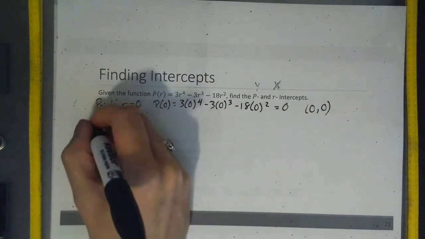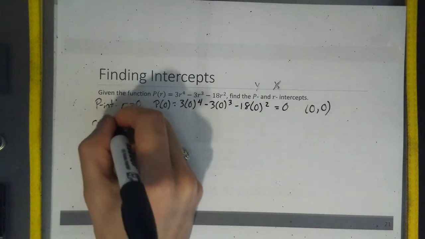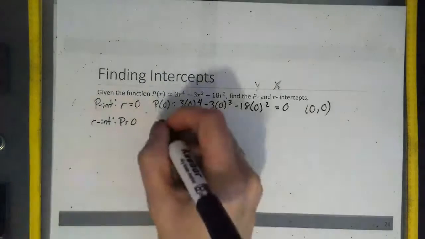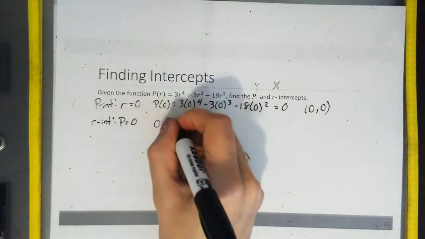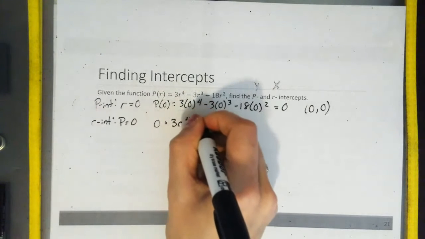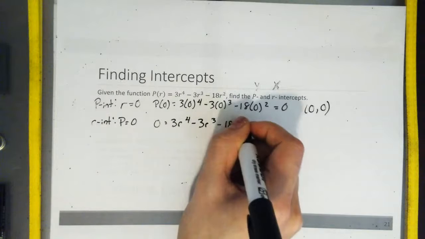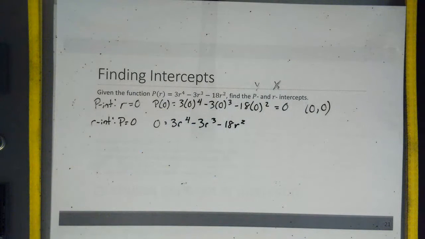Now we need to find our r-intercepts. To find r-intercepts, we let p be equal to 0. That'll give us 0 is equal to 3r to the fourth minus 3r cubed minus 18r squared. But we don't have a formula for how to solve polynomials that are raised to the fourth power, so let's think about what else we have as tools to help us solve this.